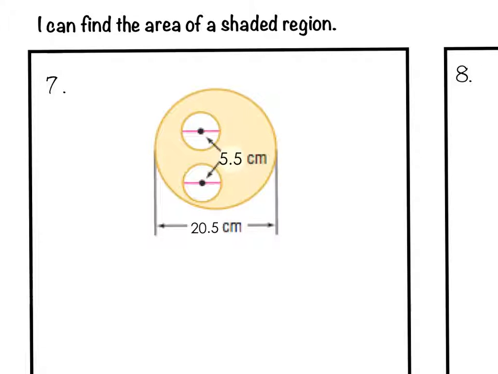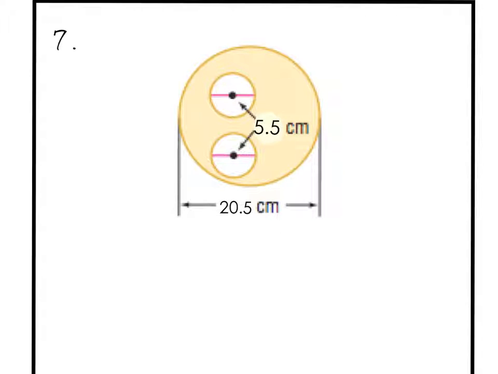Our next learning target is I can find the area of a shaded region. So if we look here at number 7, I have one large circle with two smaller circles cut out of it. So let's go ahead and figure out the area of the large circle first. The formula for area of a circle is pi r squared.